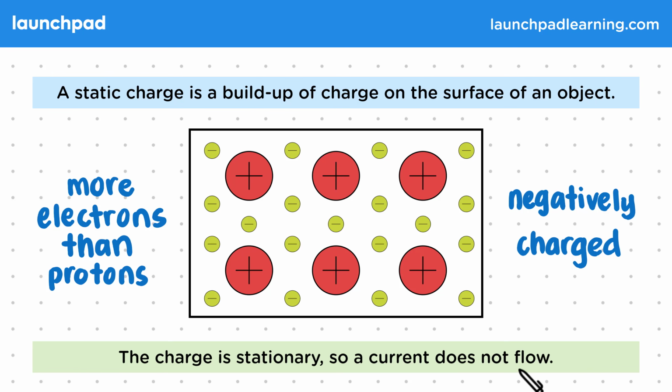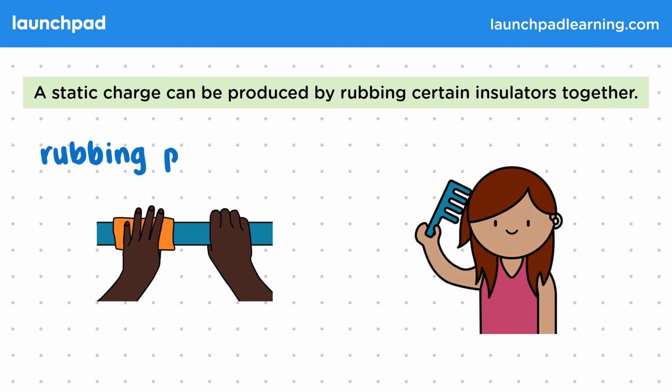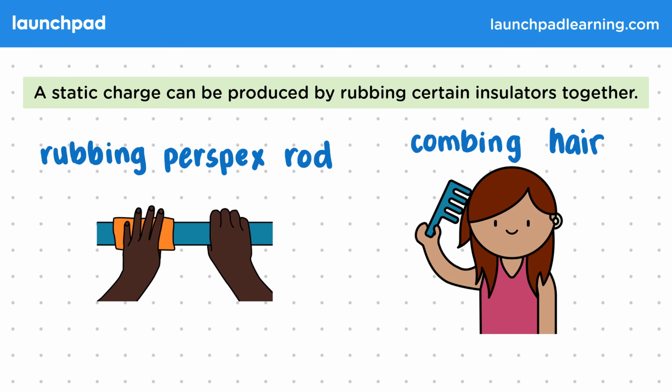So how exactly does this charge build up? Well, a static charge can be produced by rubbing certain insulators together. For example, rubbing a Perspex rod with a cloth, and even combing hair. Another common example that you might have tried is rubbing a balloon against hair or a jumper. You will need to be able to identify these as examples of producing static charge for your exam.